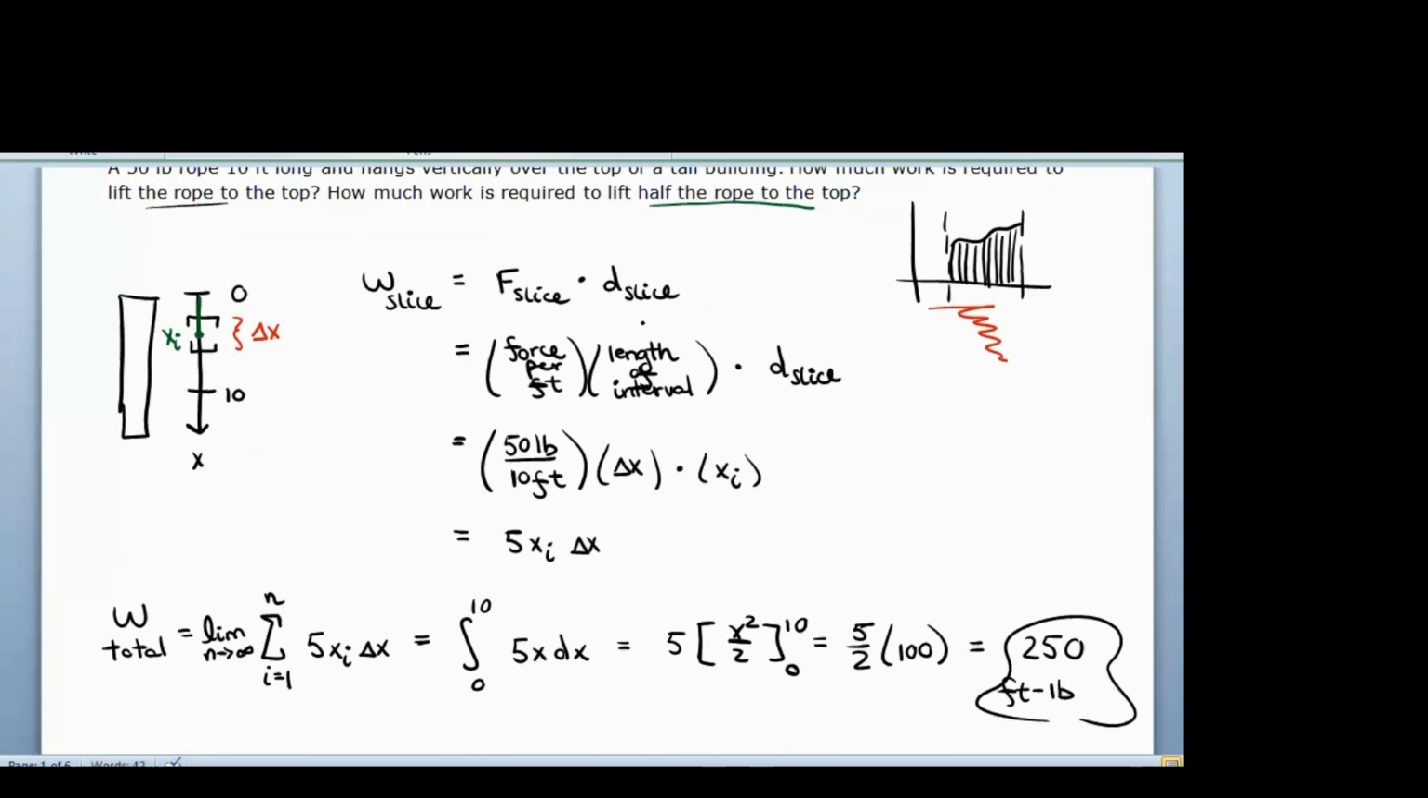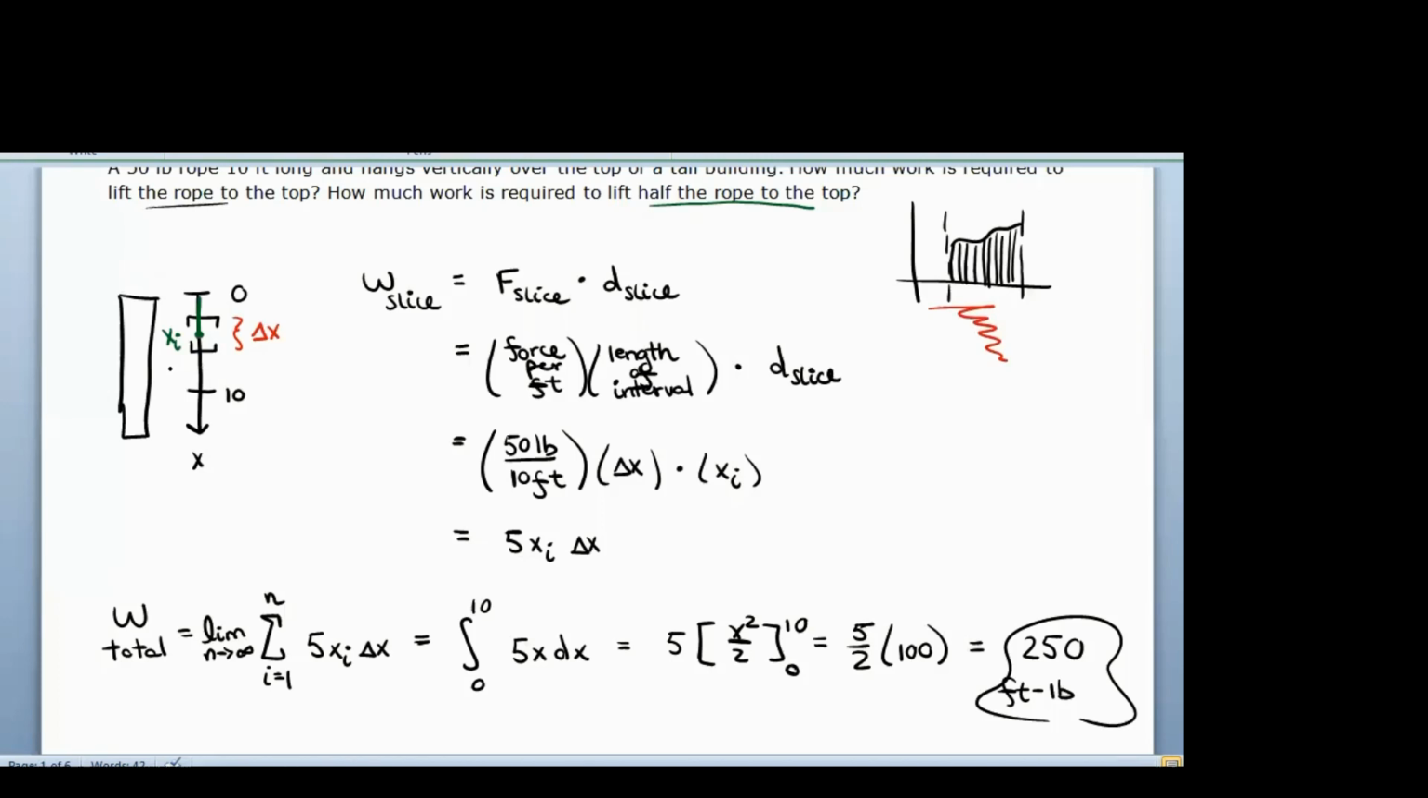What's tempting to some students is to say, oh, well, if it was 250 for the entire rope, it should be 125, half for half the rope. But let's think about why that is not accurate. When we start pulling up the rope, we have 10 feet hanging down, which is adding on weight. We have to do more work. Once I've pulled up, say, half the rope, now I have a lot less hanging over the edge, and so it gets easier.